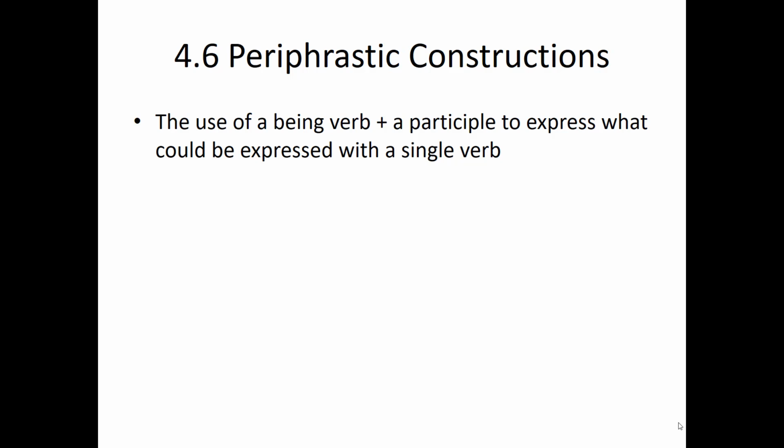Now, the last thing we want to look at is a periphrastic construction. This is where you have a being verb, usually a form of eimi, plus a participle to say what you could have said just with a regular old verb. It's a roundabout way of saying something, so that's why it's called periphrastic.